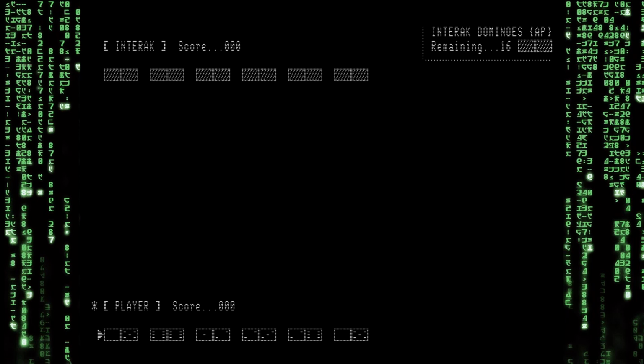The display shows the computer's dominoes at the top of the screen. The backs are shown with the current score. The player's dominoes are shown at the bottom of the screen with the current score. At the top right of the screen, the stack is shown with a number of remaining dominoes.